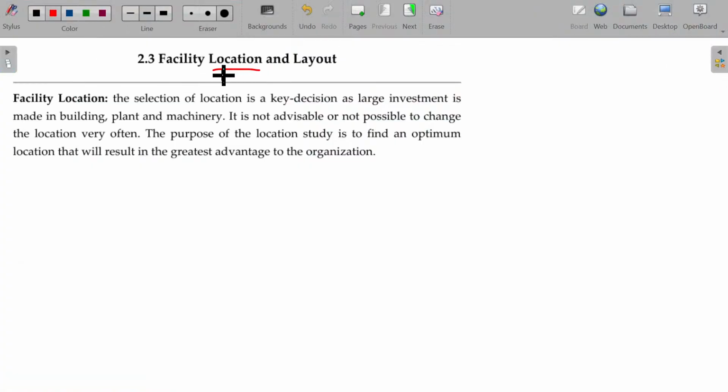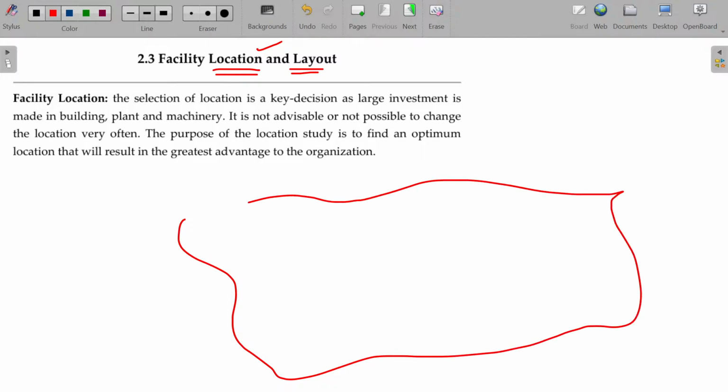Now we will be dealing with location and layout. Location is nothing but the selection of the place where to start your business. Layout is nothing but the facilities to be installed within your selected location. Is that okay? For example, in this place, you have 4 options, A, B, C, D.